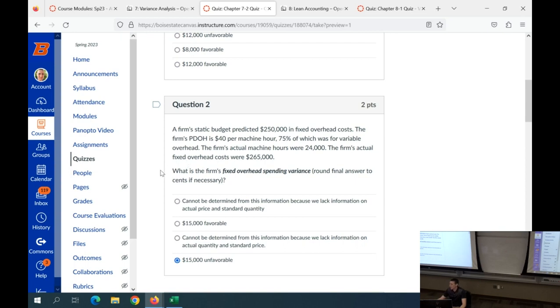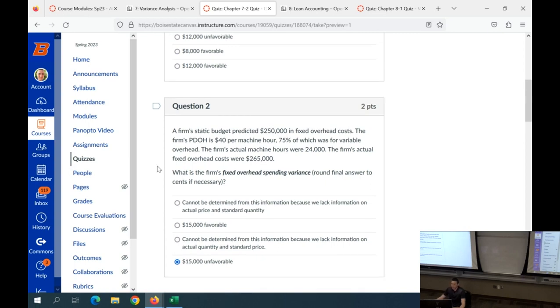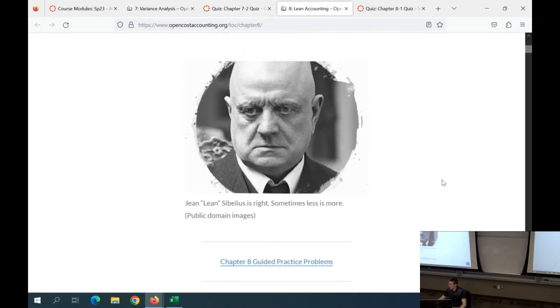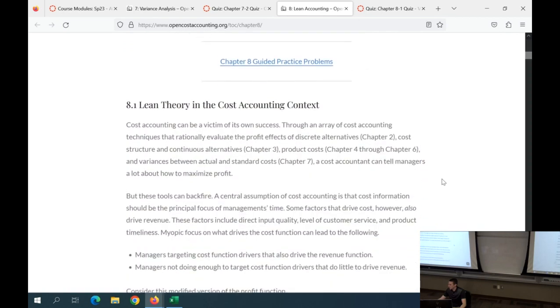Okay. Maybe that wasn't the most satisfying fixed overhead spending variance question. If there is such a thing as a satisfying fixed overhead spending variance question, maybe this wasn't it. But we're gonna move on, and we've got today and Thursday to kind of work around with this, and maybe the end of the class today. So let's talk about lean accounting. And yes, I've got a classical music joke in here, but we'll move on from that.